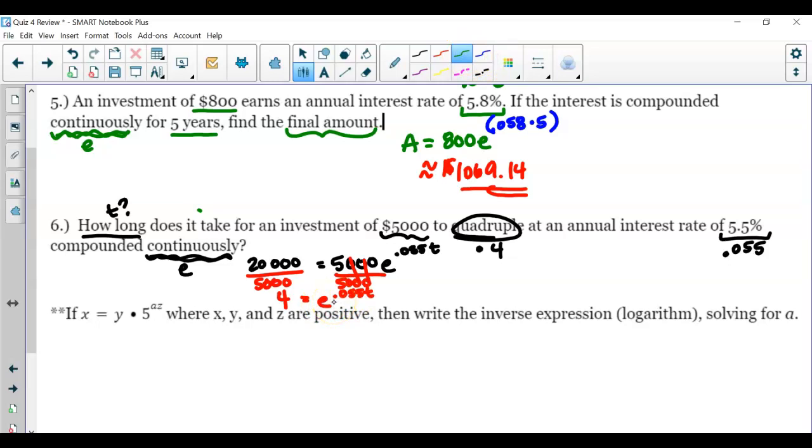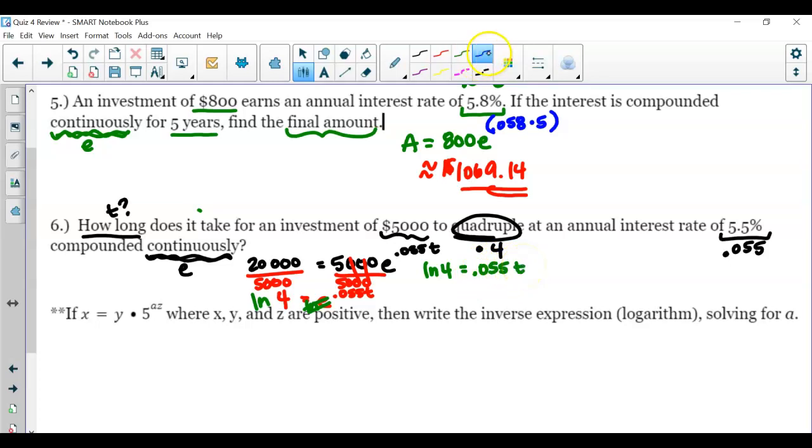So now to bring this down, we continue with our inverse, which is the natural log. What we do to one side, we do to the other. So notice how this is not 4, but this is the natural log of 4, which is equal to, notice again, inverse functions will cancel out and bring down. So you're left with 0.055 times t.